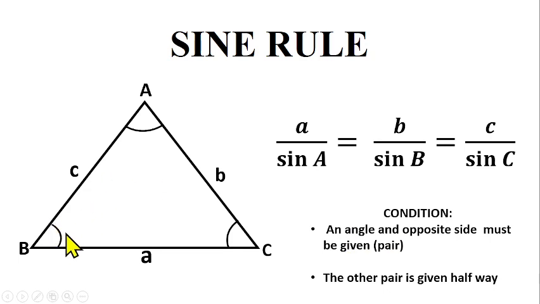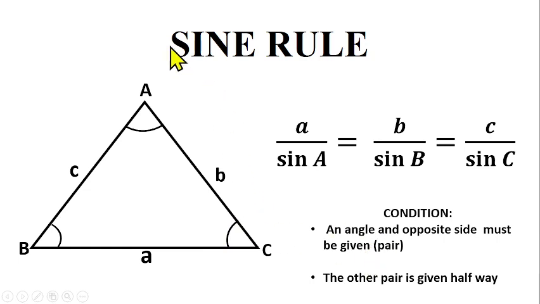For example, let's say I am given this angle with the side facing it. That's a pair. Then the other pair is given halfway. So if I'm given this pair in full, then the other pair I'm using with it must be given halfway. Assuming I'm given this angle and looking for the side facing it, that's halfway. Or I'm given this side, looking for the angle facing it, that's a half pair. The other pair is given halfway.